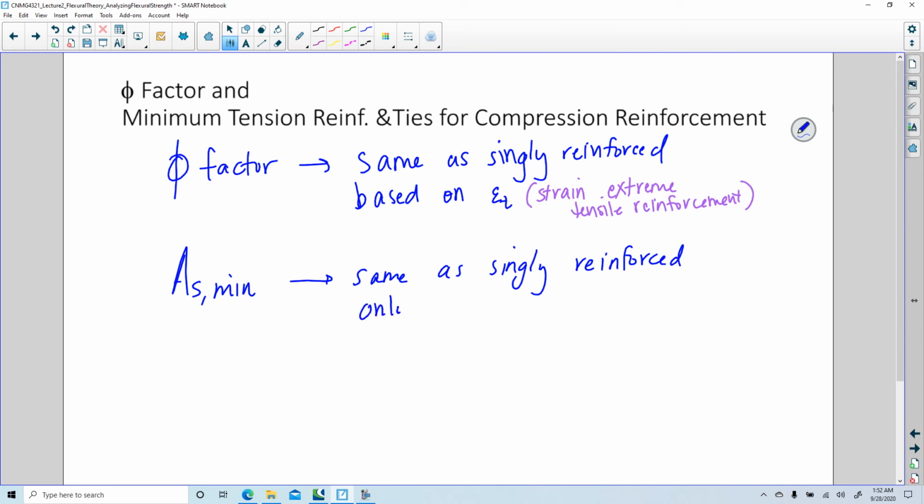You only count your tensile reinforcement for this, not your compression reinforcement in the top, your tension reinforcement in the bottom, assuming positive bending.